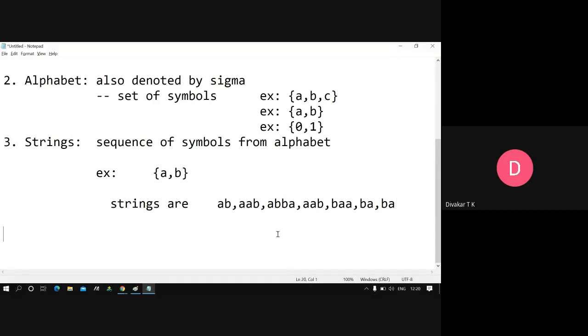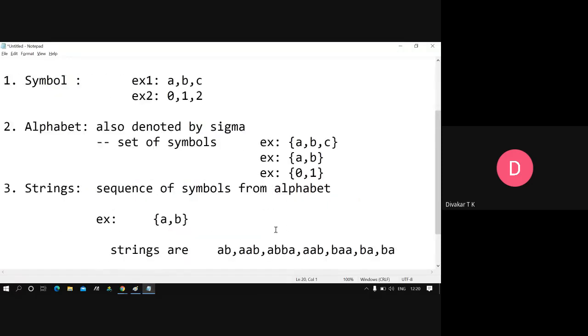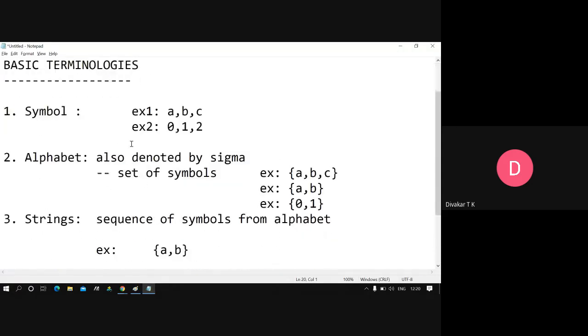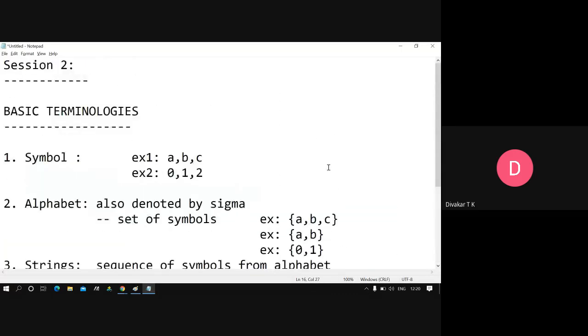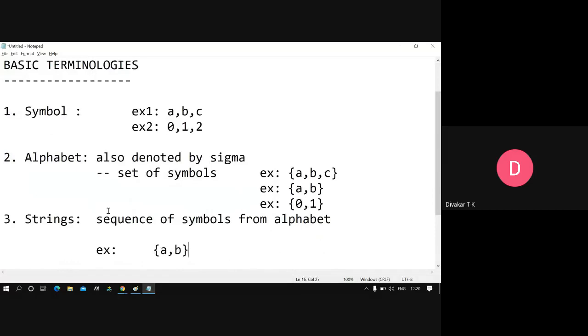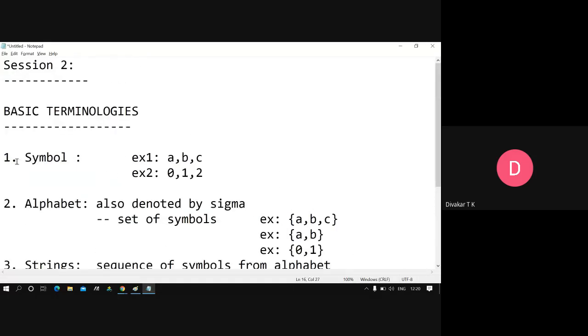Now I don't want to drag much. We understood some more basic terminologies. As of now, it is enough. For today's session, symbol, alphabet and strings are enough. Now we understood something called a symbol. Now what is symbol, guys?